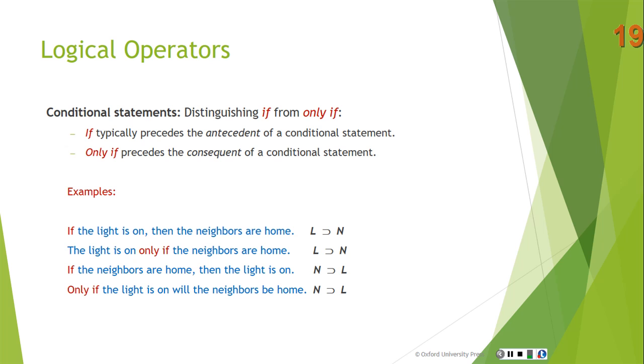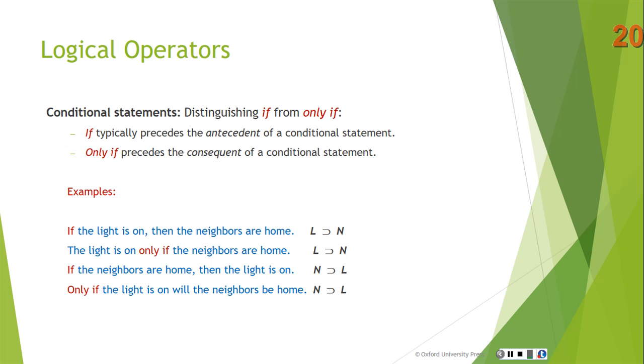So let me say that all again. When you're translating if-then statements, you treat the phrase that follows the "if" as the antecedent, unless you're dealing with the phrase "only if," in which case you treat the thing following the "if" as the consequent. So, here are some examples.